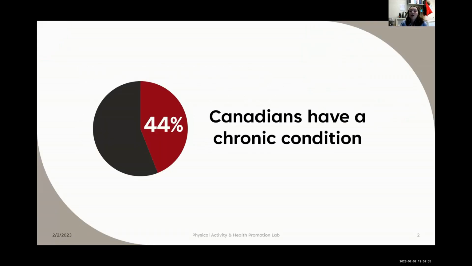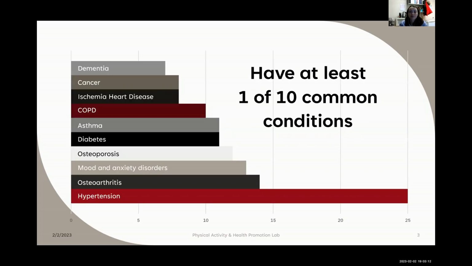For context, more than 44% of Canadian adults over the age of 20 have a chronic condition, which means nearly half of Canadian adults require ongoing medical attention or experience limitations to their daily activities because of a medical condition that lasts at least a year. And for many of these Canadians, they have at least one of the top 10 common conditions, which range from neurodegenerative conditions like dementia to physiological conditions like osteoarthritis and hypertension.